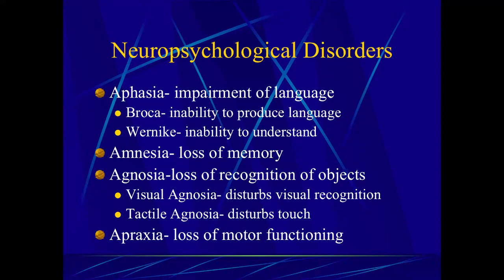And lastly, apraxia. We talked about the cerebellum, we talked about the basal ganglia. If a person struggles with motor functioning, we call that an apraxia, right? So these are neuropsych disorders that are linked to the brain and practical applications. So we'll stop there, and our next lecture will start developmental psychology.